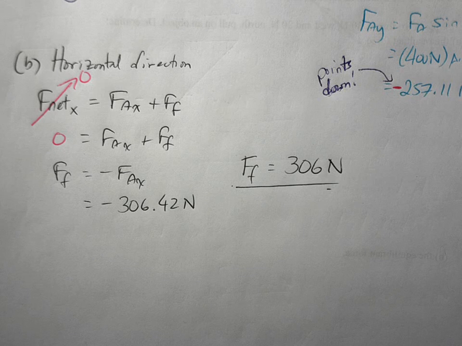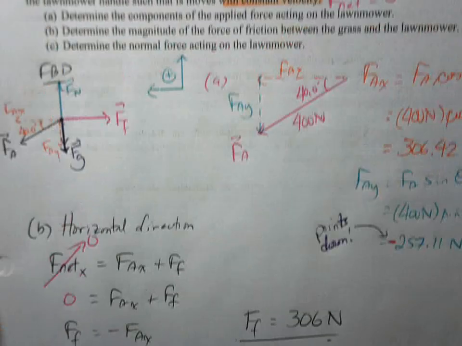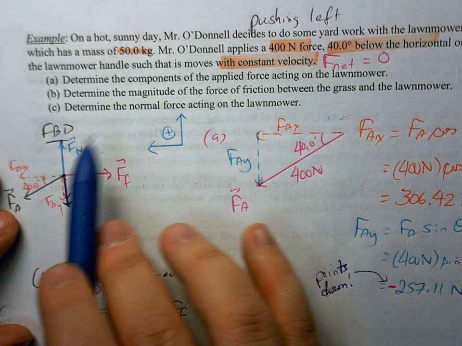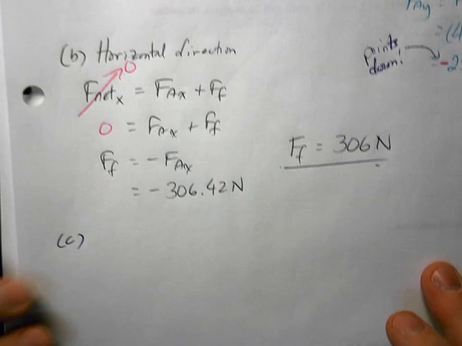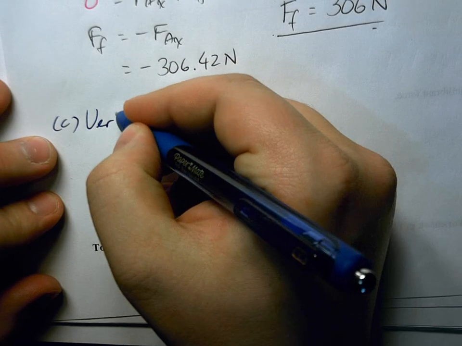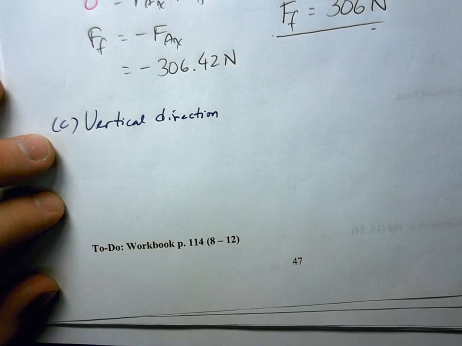So that wasn't too bad. Part C is the one that's a little bit trickier, and this is where I'll show you what's going on. So this time we're looking at the normal force. The normal force resides in my vertical direction. So this time we're going to have an examination of just the vertical, or the y direction. So the vertical direction, what do we got going on here?